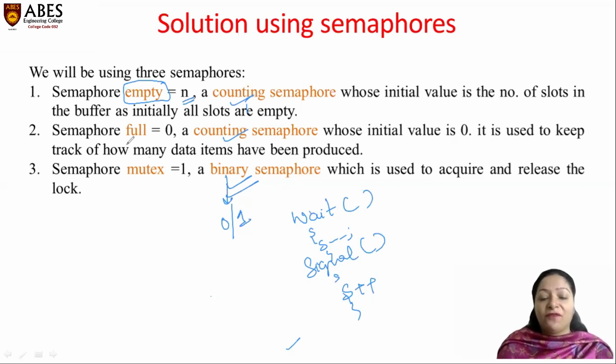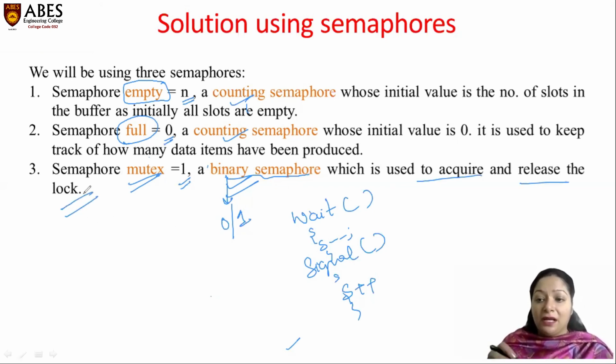Another counting semaphore is full, whose initial value is 0. That indicates that there is no item in the buffer yet. Full is 0. So the next is mutex, which is a lock also, and whose value is 1. And it is a binary semaphore, which is basically used to acquire and release the lock.